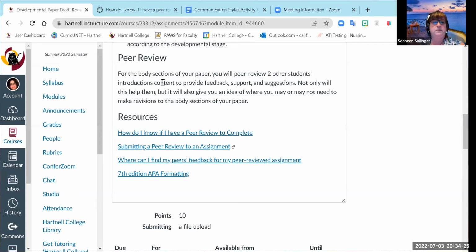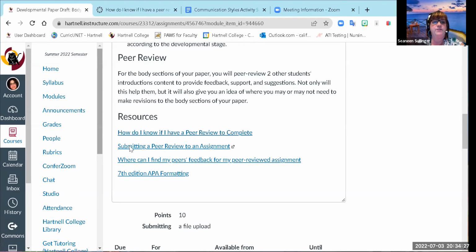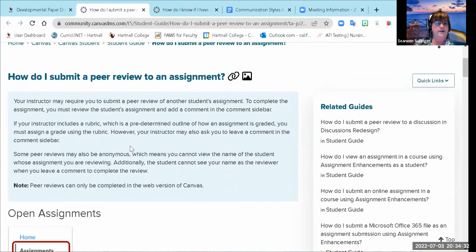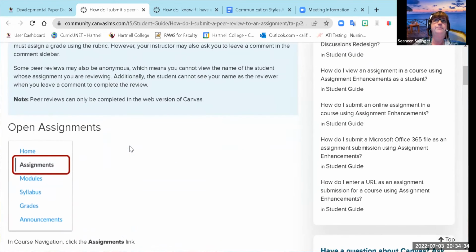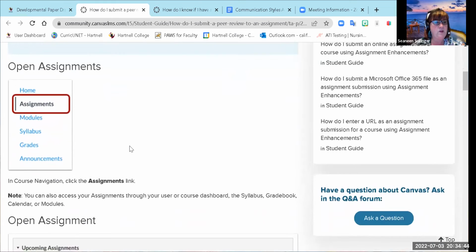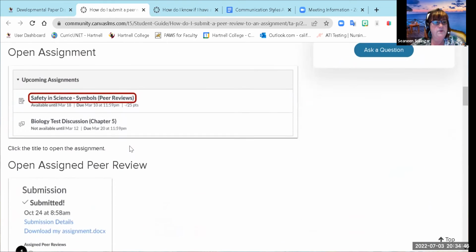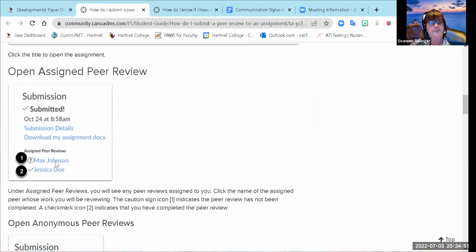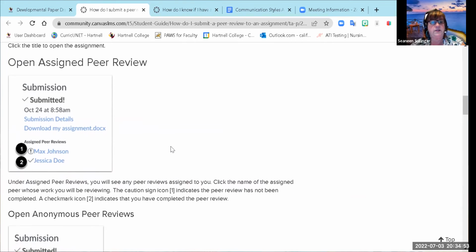That's okay. And then how to submit it. It tells you how to submit it. The peer reviews are anonymous, so I'll tell you how to do that so it remains anonymous. They're assigned anonymously. You open the assignment, and then it will show you the reviews that you need to do, any that are assigned to you.